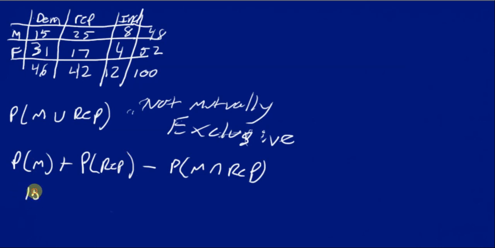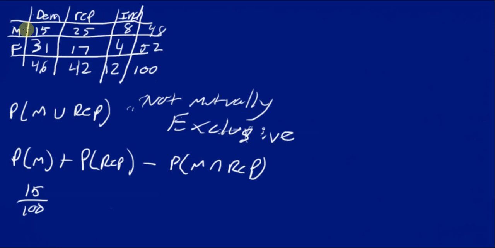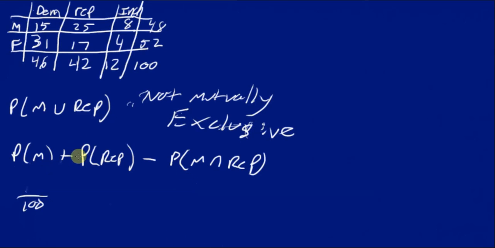So we got 15 out of a total of 100, and no, we don't. What am I doing here? We're looking for the probability that we were male. Well, look at the male row. My computer is not cooperating with me this morning.